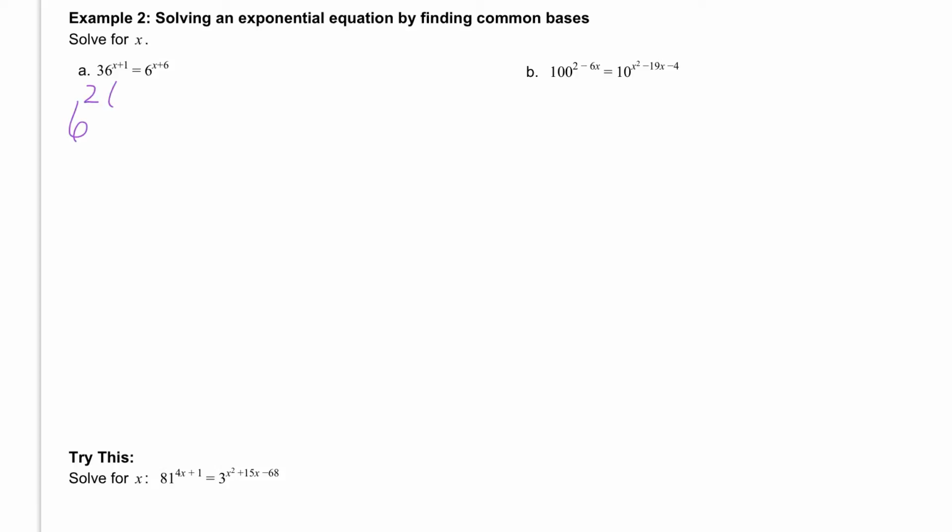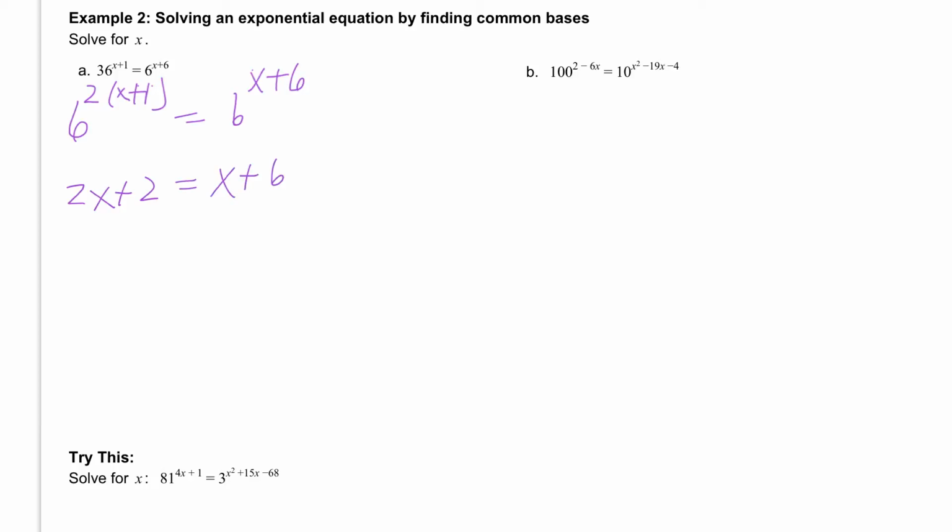And then remember, we're multiplying by that x plus 1. And then on the right-hand side, we don't have to change that base since it's already a 6. So we can leave this as 6 to the x plus 6. Then since these bases are the same, I can now set my exponents equal to each other. When I write this one down here, I'm going to distribute that 2 to make it 2x plus 2. So I have 2x plus 2 equal to x plus 6.